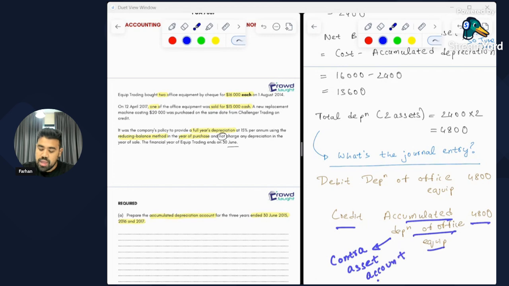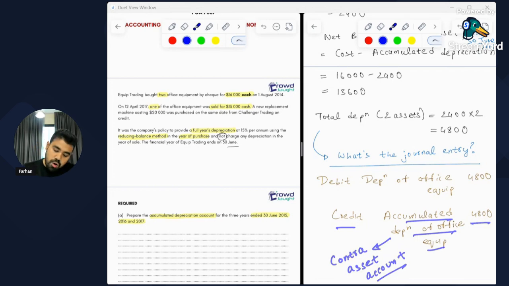What is a contra asset account? A contra asset account is an account which records the reduction for a relevant non-current asset account. Okay, so the relevant non-current asset account in this case is the office equipment, right? Which is a non-current asset in itself. So any reduction that we want to record for this non-current asset, which is basically the depreciation, we put in an account which is known as the accumulated depreciation account. Okay, and that is what we refer to as a contra asset account, which records the reduction for a relevant non-current asset account, which in this case is the office equipment account.